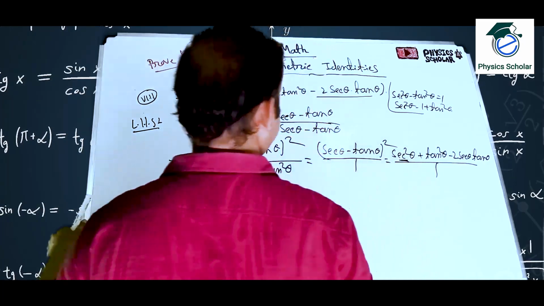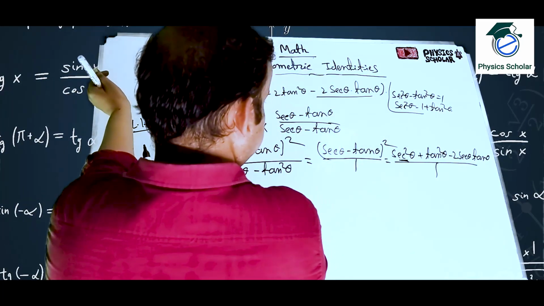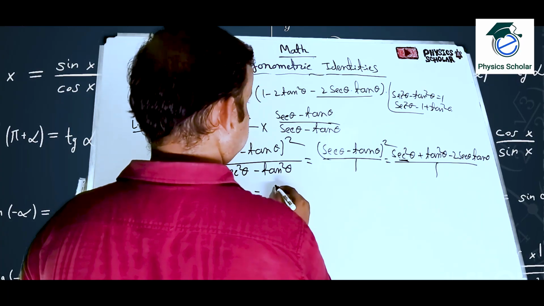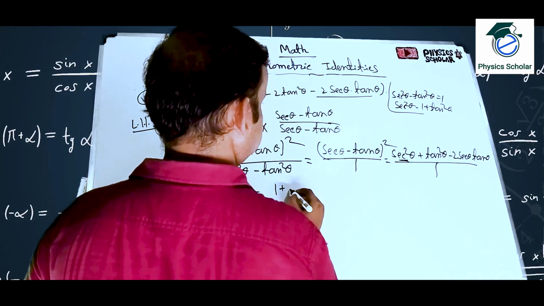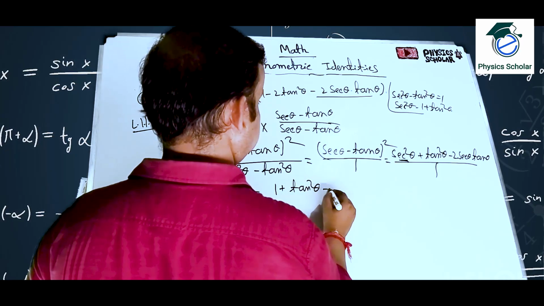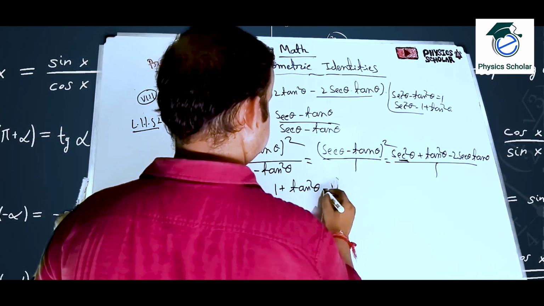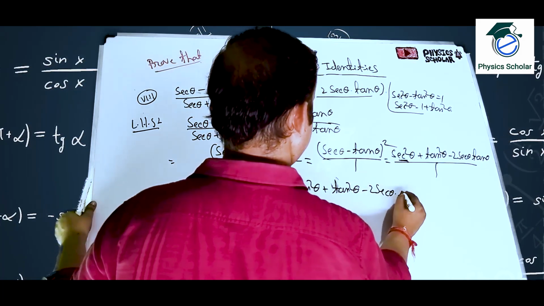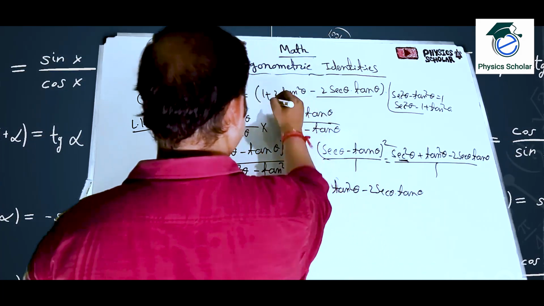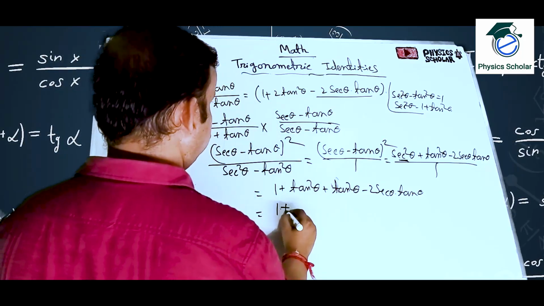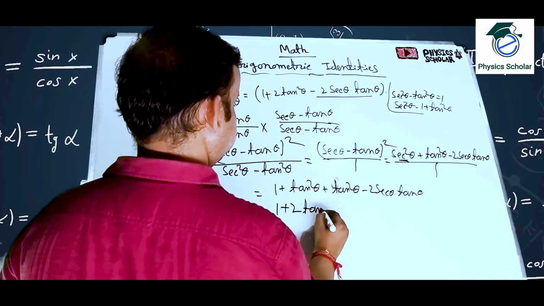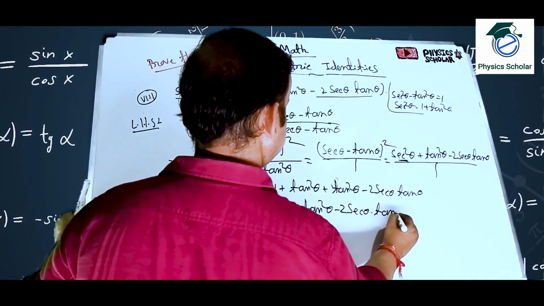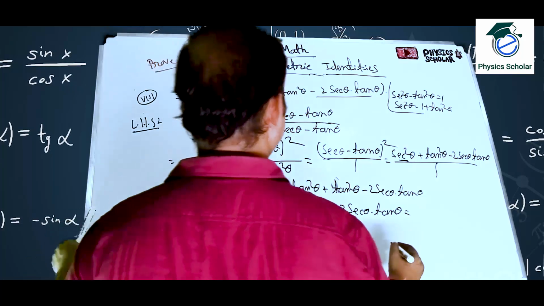So here we can write 1 plus tan square theta plus tan square theta minus 2 sec theta into tan theta. Here it will be plus. So it will be 1 plus 2 tan square theta minus 2 sec theta into tan theta, which is equal to what?